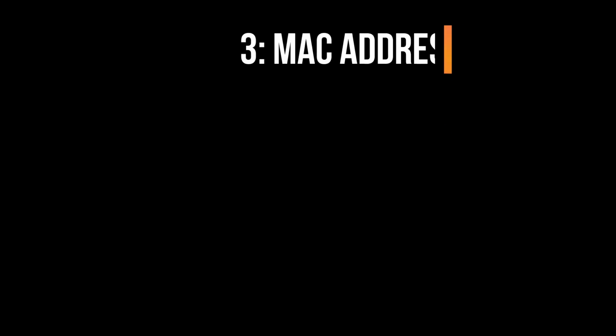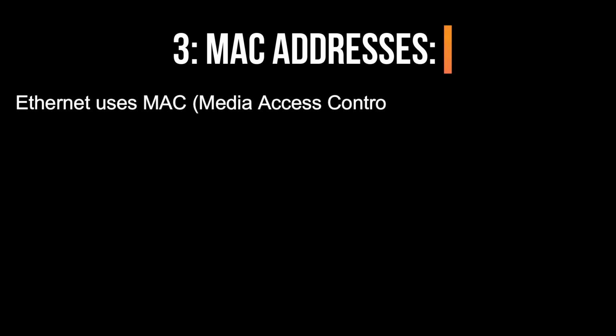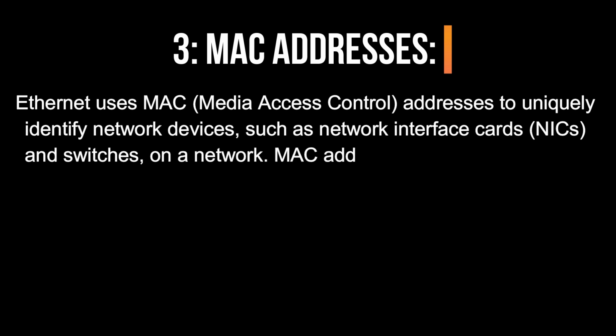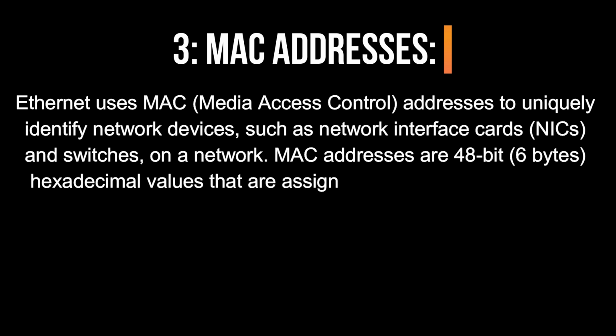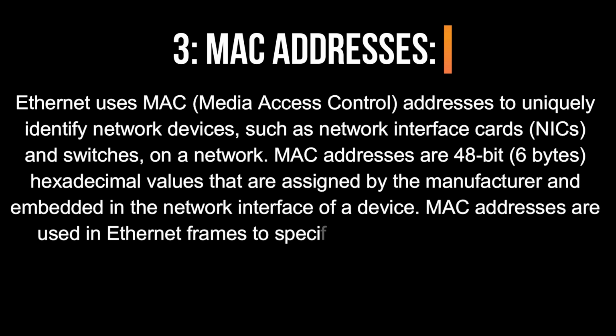3. MAC addresses. Ethernet uses MAC, media access control, addresses to uniquely identify network devices, such as network interface cards, NICs, and switches, on a network. MAC addresses are 48-bit, 6 bytes, hexadecimal values that are assigned by the manufacturer and embedded in the network interface of a device. MAC addresses are used in Ethernet frames to specify the source and destination devices for data communication.